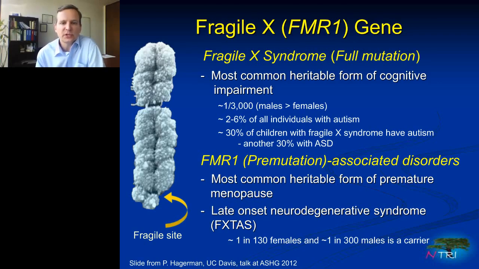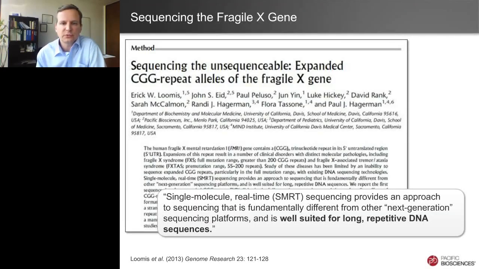It is also associated with other disorders. It's the most common heritable form of premature menopause and responsible for the so-called late onset neurodegenerative syndrome. And so the causative mutation is on the X chromosome in a region that has been extremely difficult to sequence traditionally.